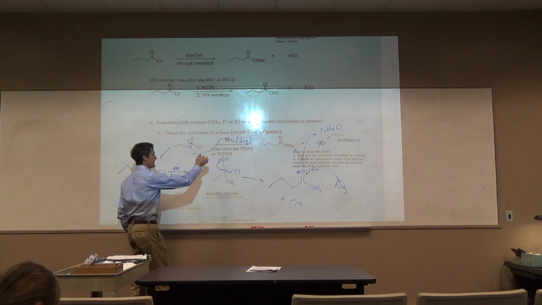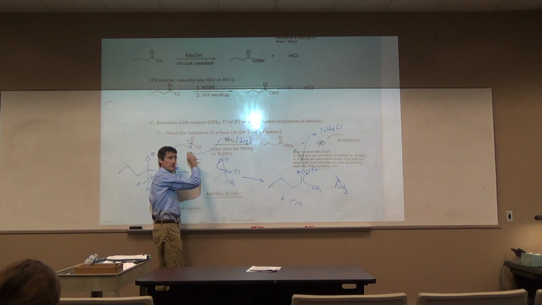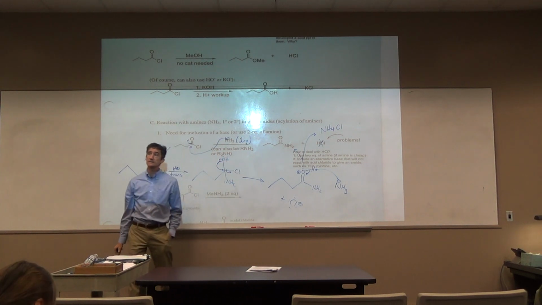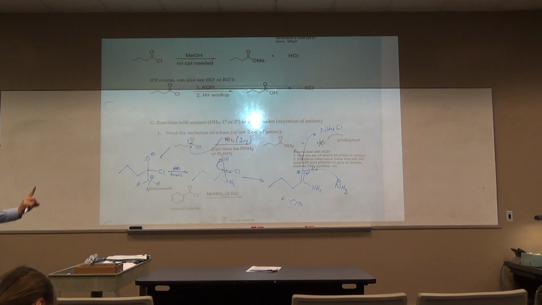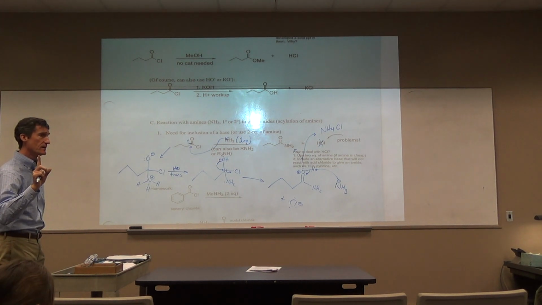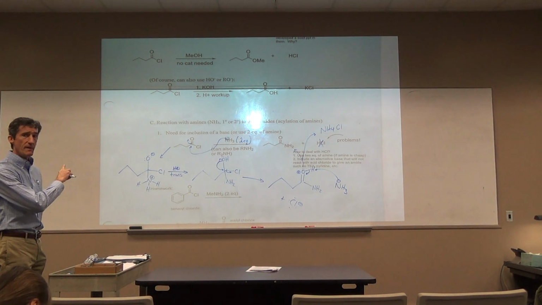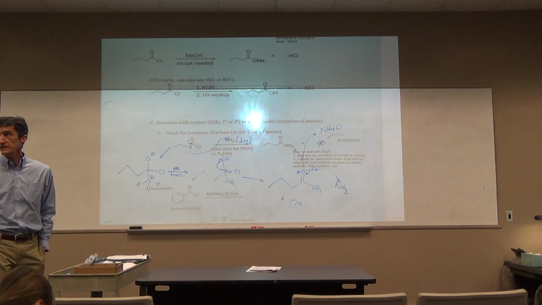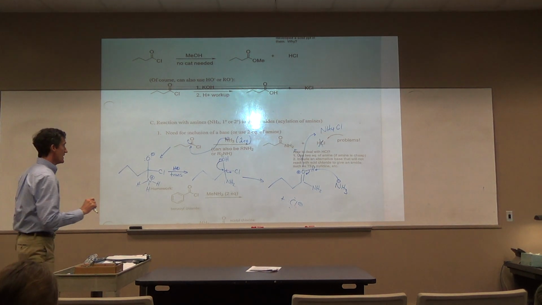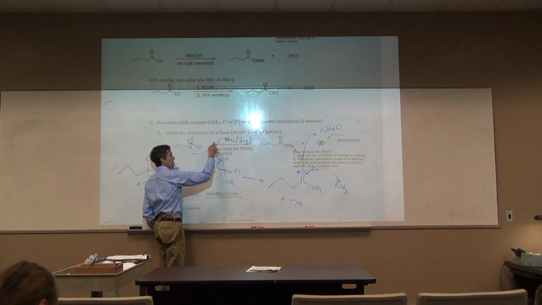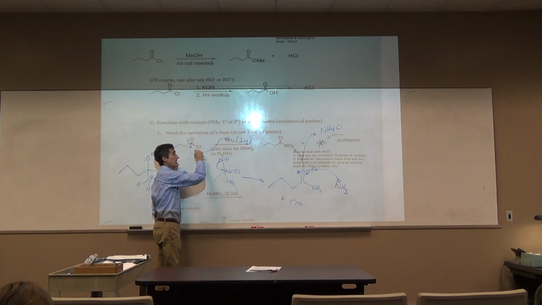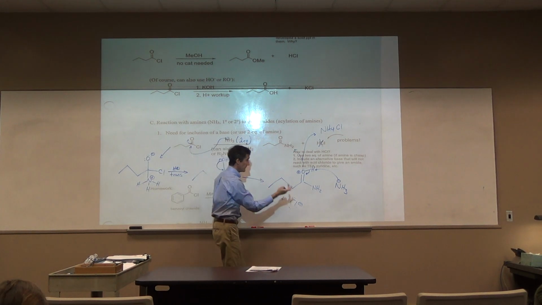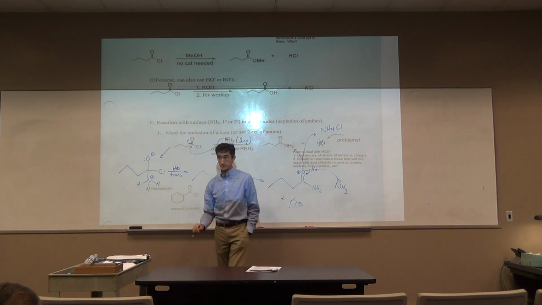So one equivalent of the amine reacts with the acid chloride, the other equivalent takes the HCl. If you only use one equivalent of ammonia, your maximum yield will only be 50%, because half of the equivalent will react here to give you your 50% theoretical yield. The other half of your ammonia will react with the HCl that's formed.